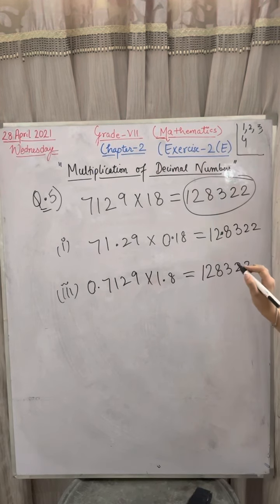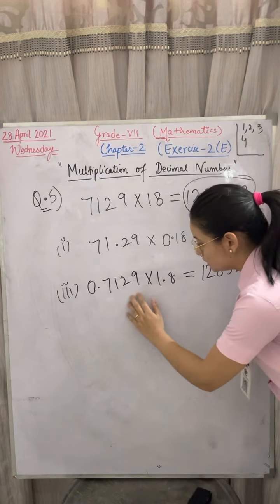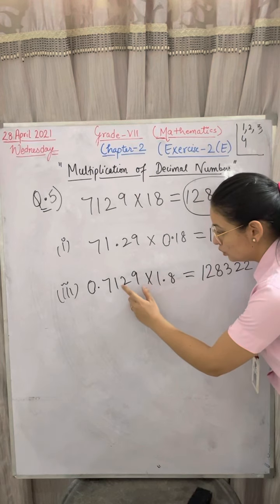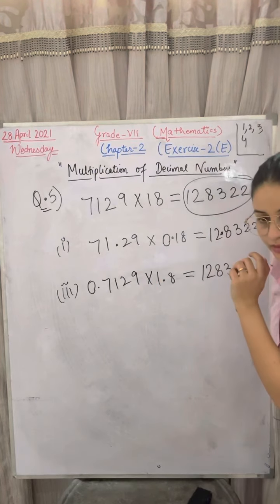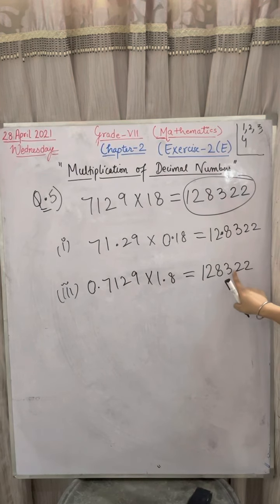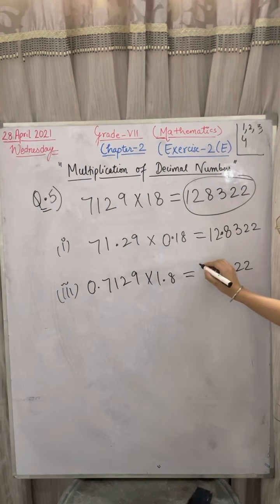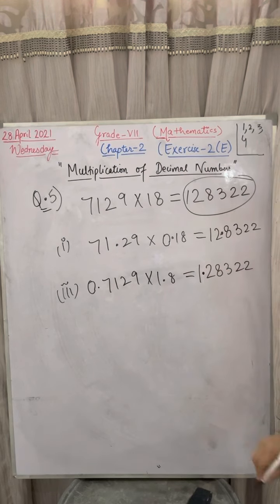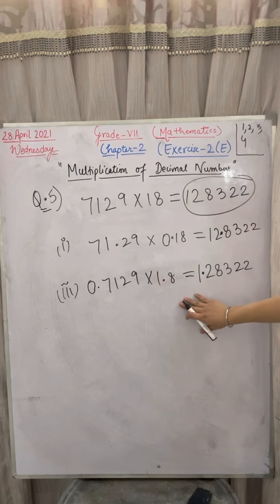128322. Now, before how many digits do you have the decimal? 1, 2, 3, 4 and 5. Before 5 digits, so you have to put the decimal before 1, 2, 3, 4, 5. So you have to put the decimal before 2. Any doubt in this question?